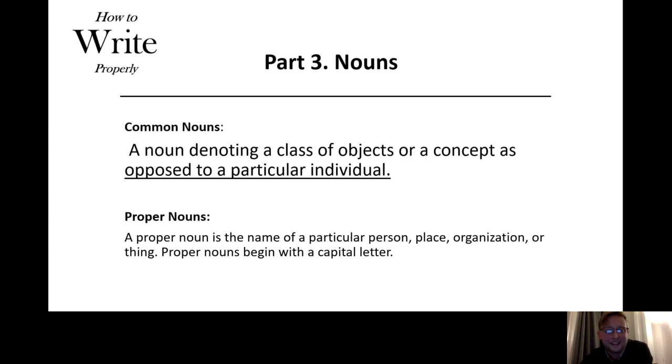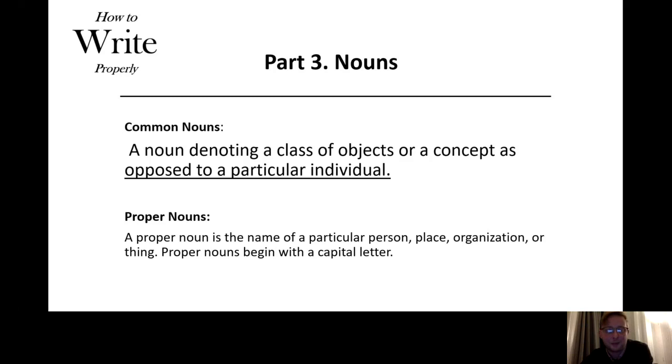A proper noun is the name of a particular person. So, for example, my name is Adam. I didn't say it at the start. I'm Dr. Adam James Smith. So the proper noun for me is Adam James Smith. A place. So, for instance, I'm recording this in York. York is a place. So that's a proper noun. An organization or a thing.